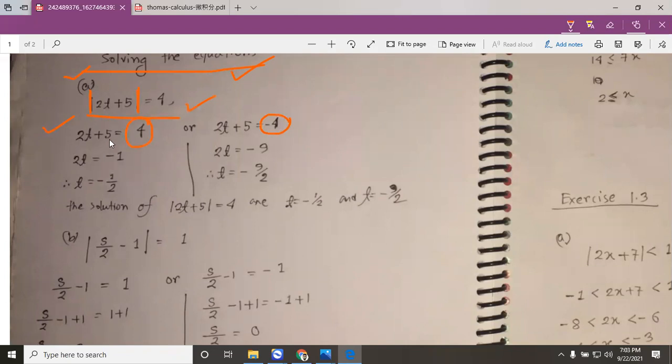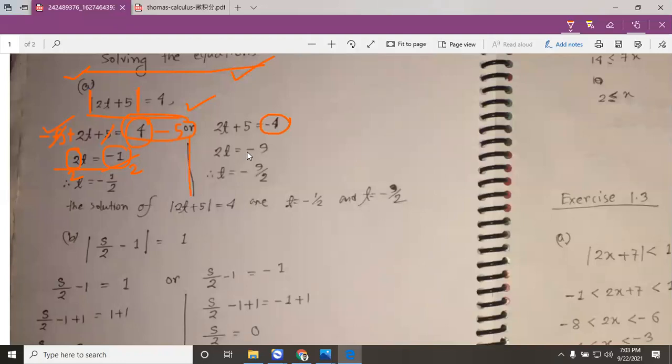Then we subtract 5 on the right side and left side. This 5 and this 5 become 0, and 4 minus 5 becomes minus 1. So we get 2t is equal to minus 1. Then we have to remove this 2 also, since we just want t, so we divide by 2 here and here. So we get t is equal to minus half.